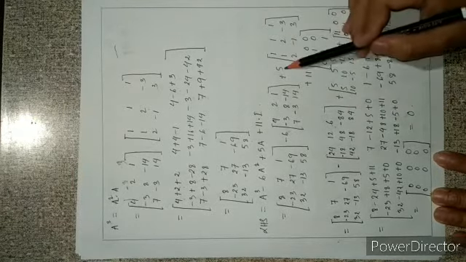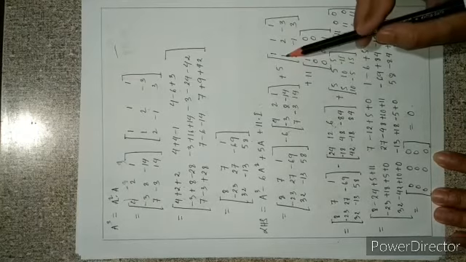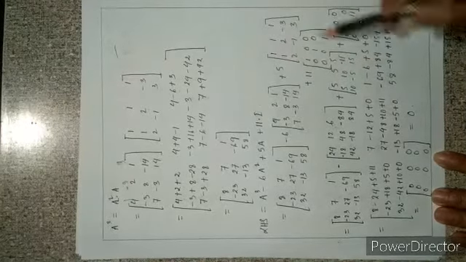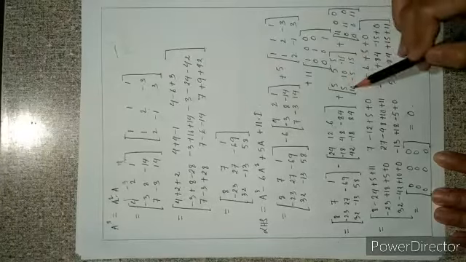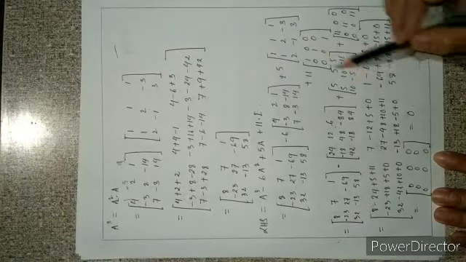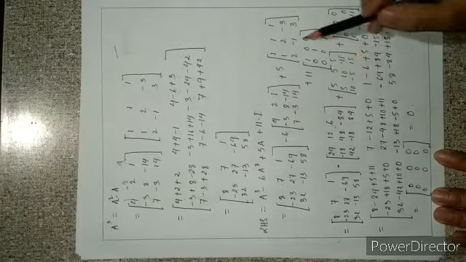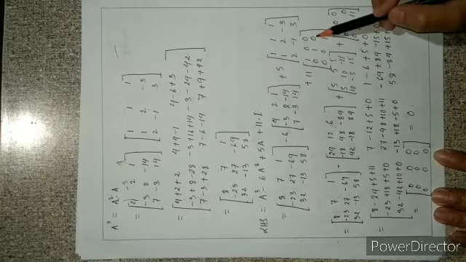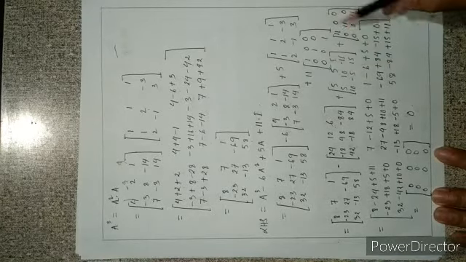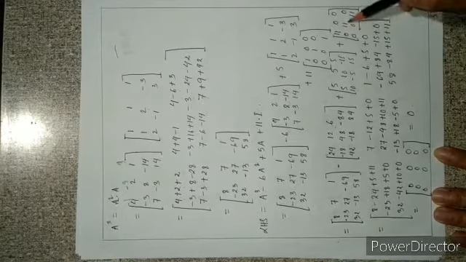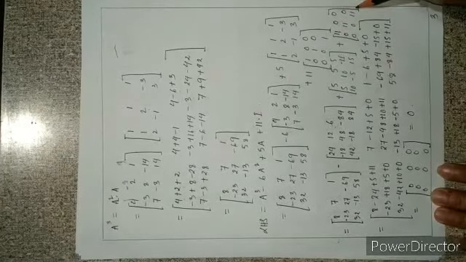Then multiply the elements of A by 5. 5, 5, 5, 5. 5 into 2, 10. 5 into minus 3, minus 15. 5 into 2, 10. 5 into minus 1, minus 5. 5 into 3, 15. Then multiply the identity matrix by 11. We have 11, 0, 0, 0, 11, 0, and 0, 0, 11.